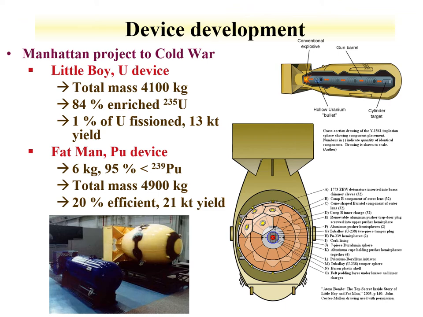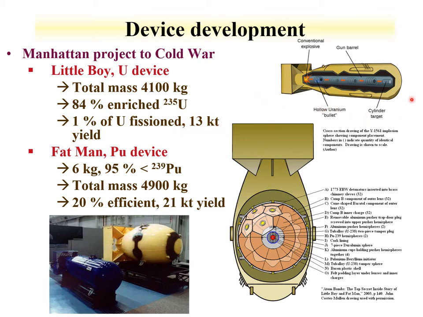The history of device development starts obviously with the Manhattan Project and continued on to the Cold War. The first device was the Trinity device, but the first two that were used for military purposes, Little Boy was a uranium device. Total mass was a little over 4,000 kilograms. Enrichment level was relatively high, not as high as what is achievable today. It had 1% of the uranium fissioned, and that resulted in about a 13 kiloton yield.